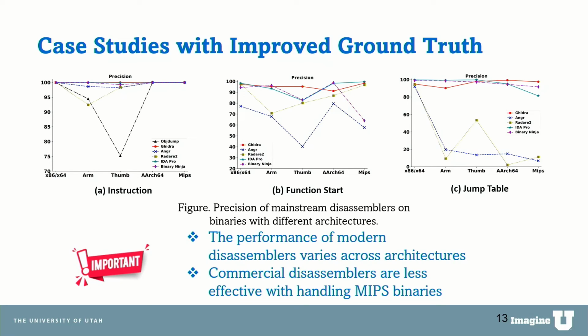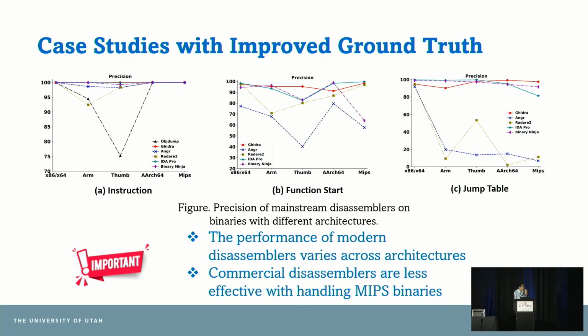So the second observation comes from the commercial disassemblers. If we look at figure C, we can see disassemblers like IDA Pro and Binary Ninja don't do well on the MIPS binaries.